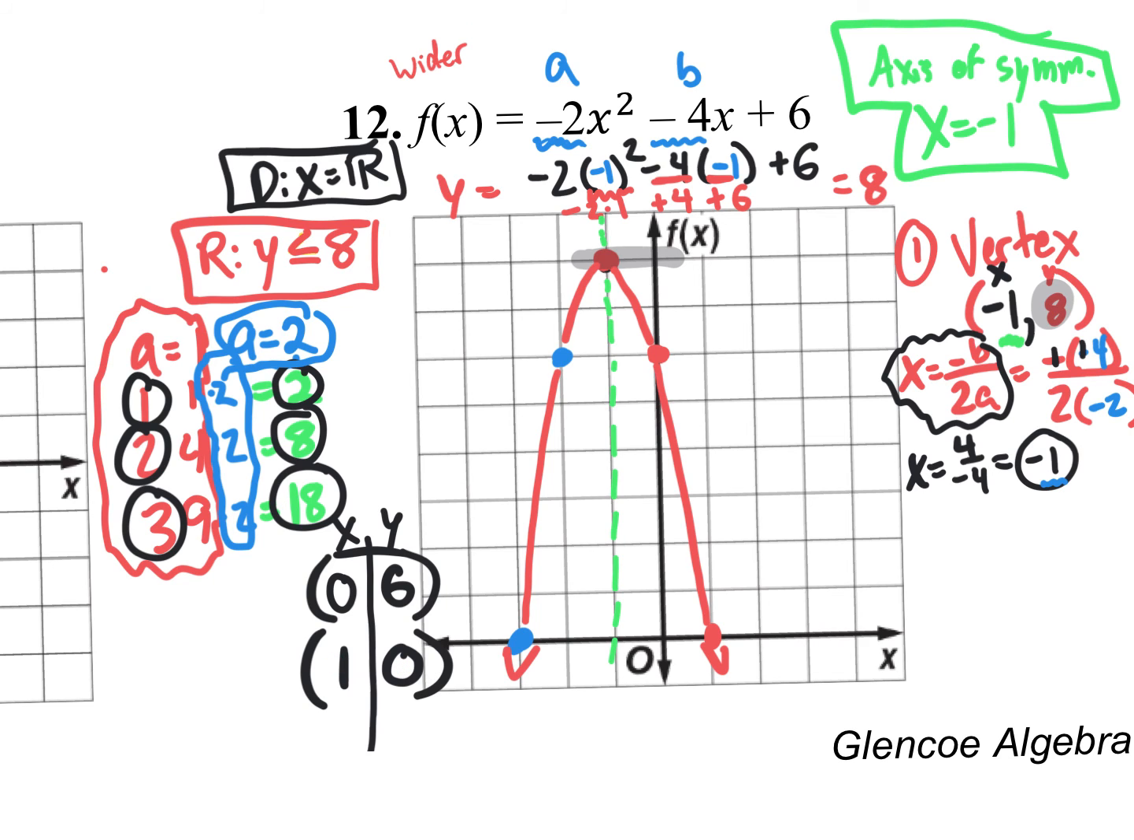These are inputs and outputs. These are x and y's. These are coordinates. So if I go to the coordinate 0, 6, I get to that red dot. If I go to the coordinate 1, 0, I get to that red dot. I map them over to the other side. I'll get the same parabola anyway.